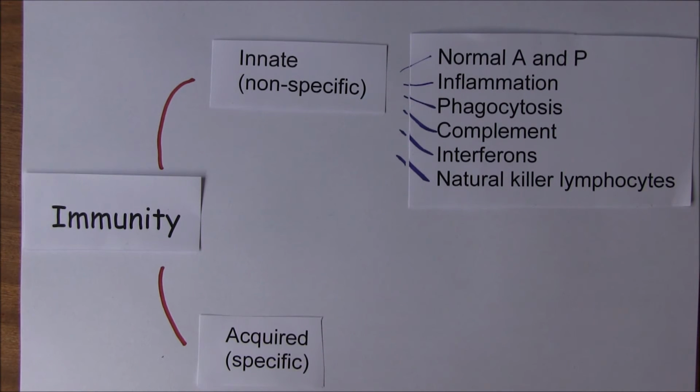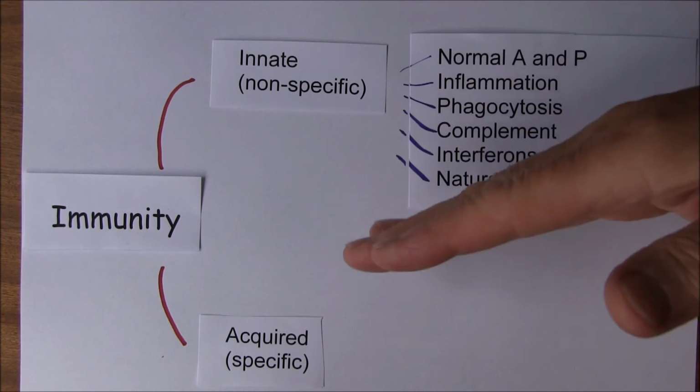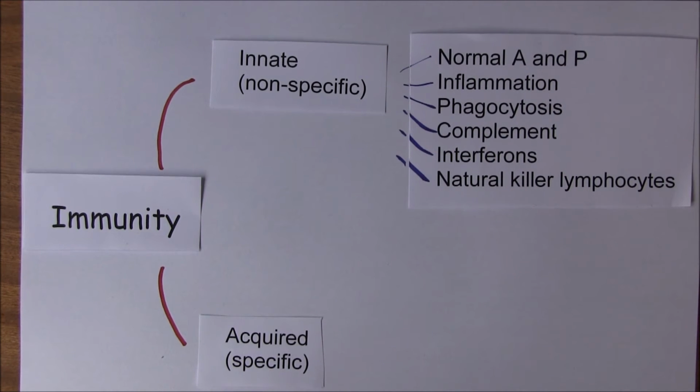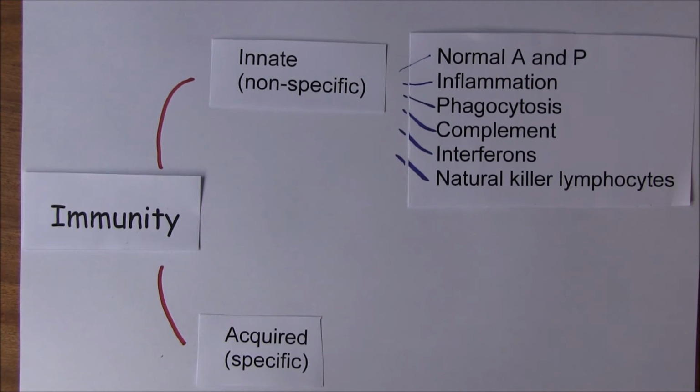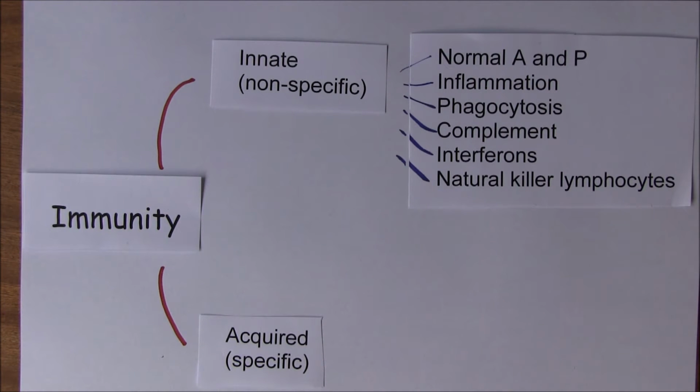Now, all of these are innate. We possess these as a result of our normal anatomy and physiology, and they're not specific. They work against a wide variety of potential infecting organisms. We have this immunity all the time. We don't need to acquire it.